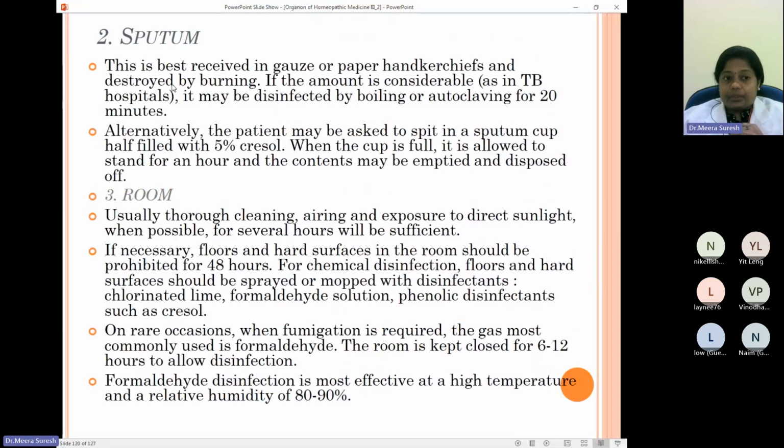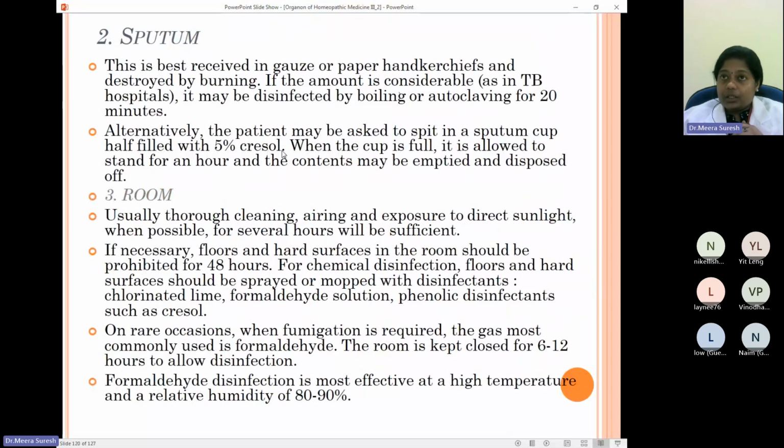If it is sputum, this is best received in gauze or a paper handkerchief and destroyed by burning. That is the most ideal way. If the amount is small, in a household, we can burn it. But if it is in a larger amount, like in TB hospitals, it can be disinfected by boiling or autoclaving for 20 minutes. Alternatively, the patient may be asked to spit in a sputum cup half filled with 5% cresol.